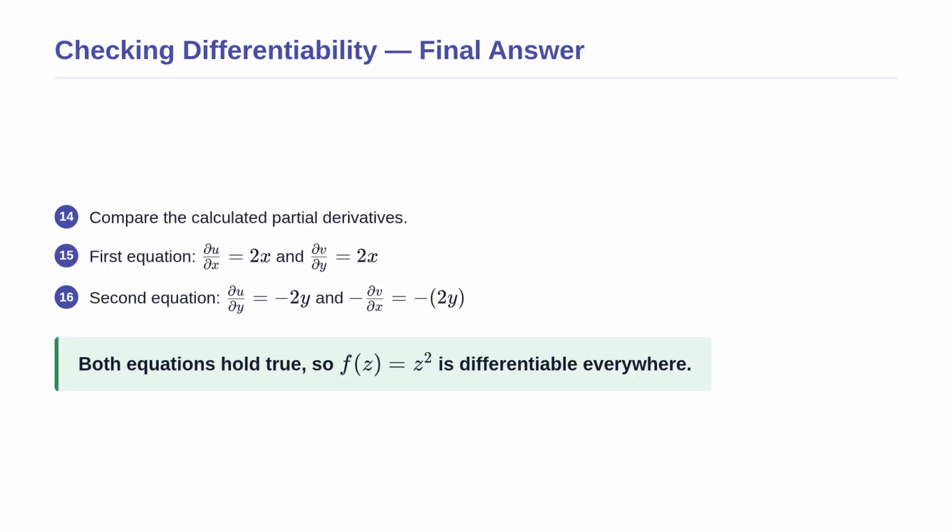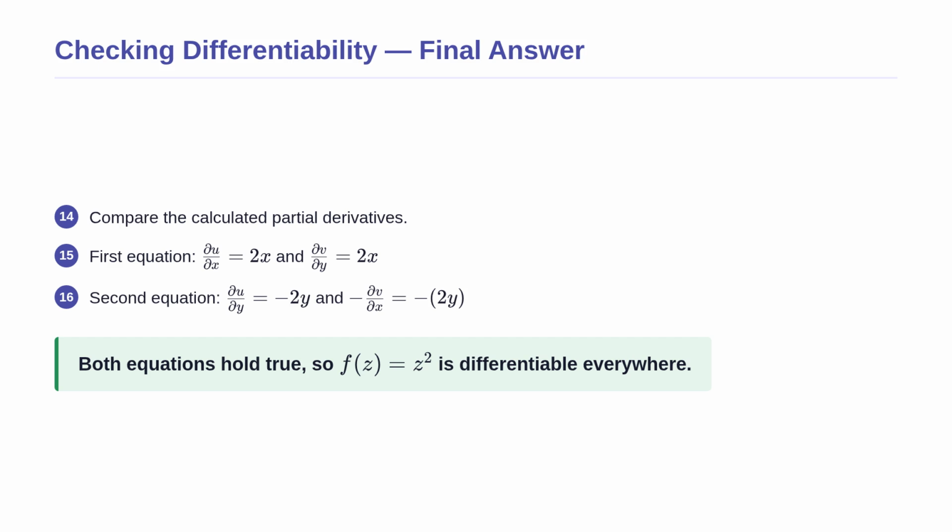Now, we compare our calculated results against the Cauchy-Riemann equations. The first equation requires the partial derivative of u with respect to x to equal the partial derivative of v with respect to y. We found both of these to be 2x. Because these match perfectly, the first condition is satisfied.